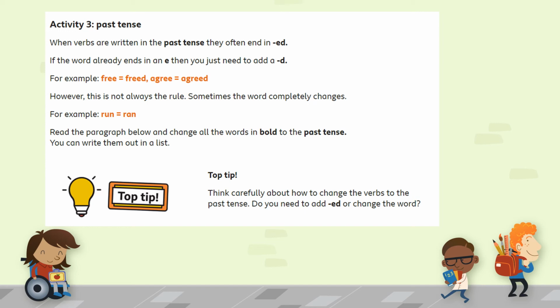Right, activity 3, the past tense. When verbs are written in the past tense, they often end in ed. If the word already ends in an e, then you just need to add d. For example, free equals freed, agree equals agreed. You don't need to add an extra e; we don't have 3 e's in a row. However, this is not always the rule. Sometimes the word completely changes. For example, run turns to ran so that it's in the past tense.